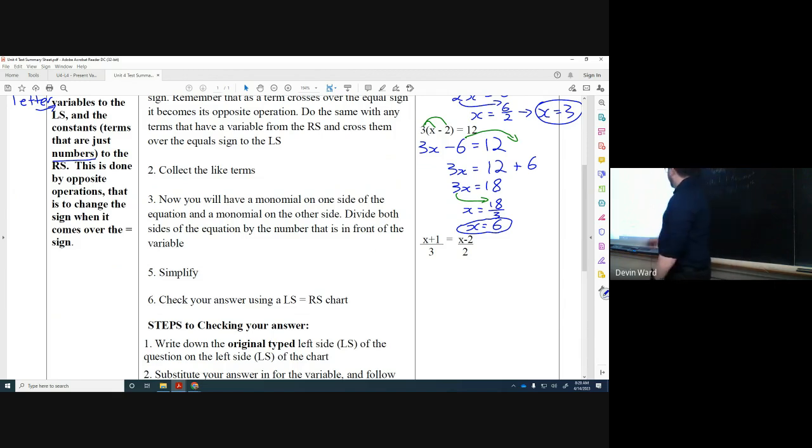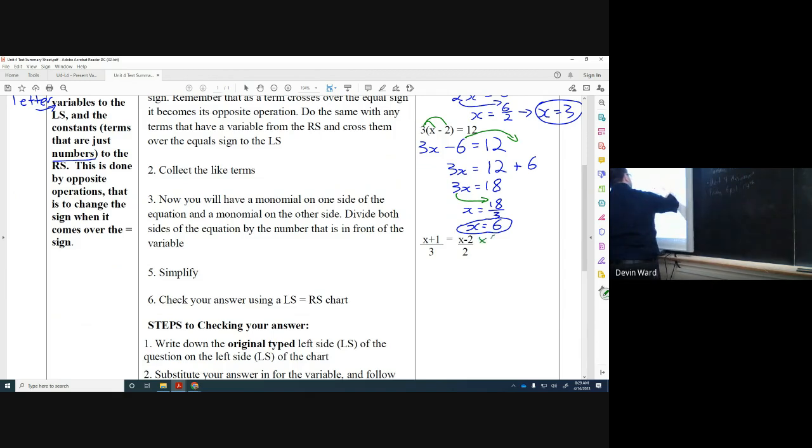The last one, when we have fractions, remember, we always look to our denominators and we look for a lowest common denominator. Then we're going to multiply that lowest common denominator by every term. So what's our lowest common denominator between 3 and 2? Robbie? 6. 6, perfect, because 6 divided by 3 is 2, 6 divided by 2 is 3. So what we're going to do is multiply by 6 and multiply by 6.